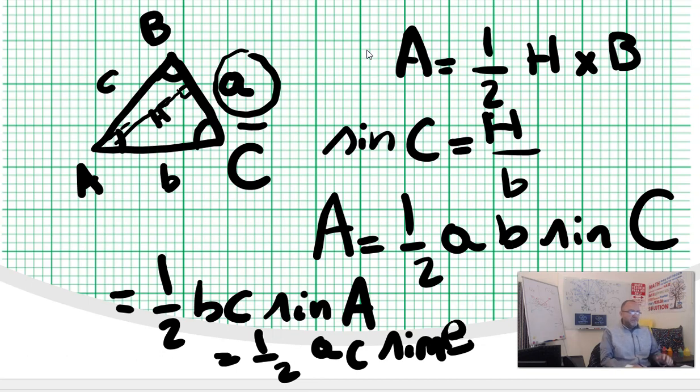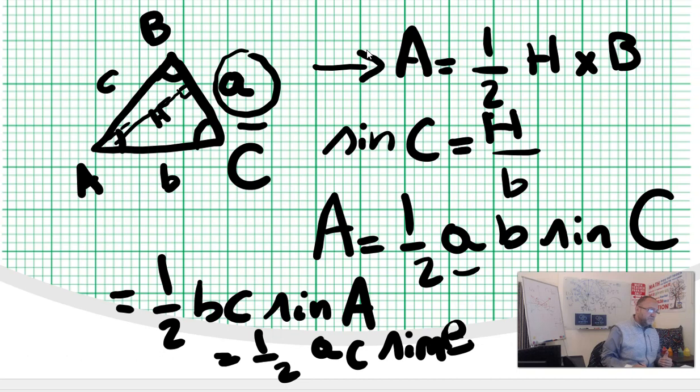So I go back to my original formula, the one that I know very well: area equals half height times base. Half, what's the base? It's A. And what's the height? It's sine C times B. Okay, so now I have area equal half AB times sine C, the sine of the angle between them.